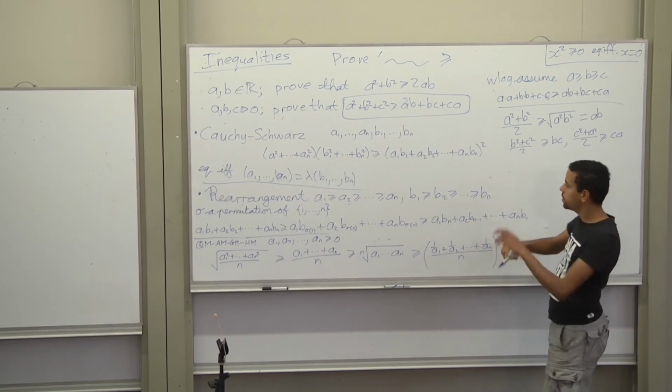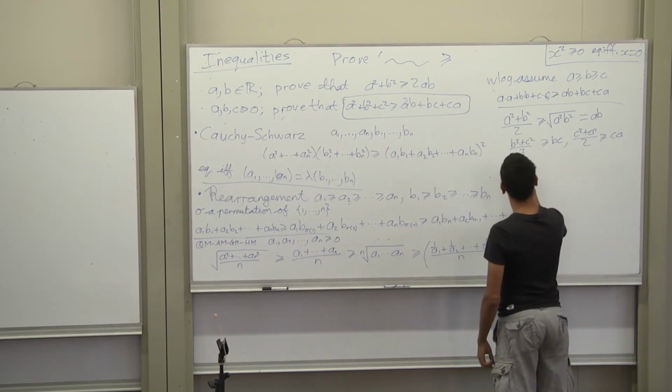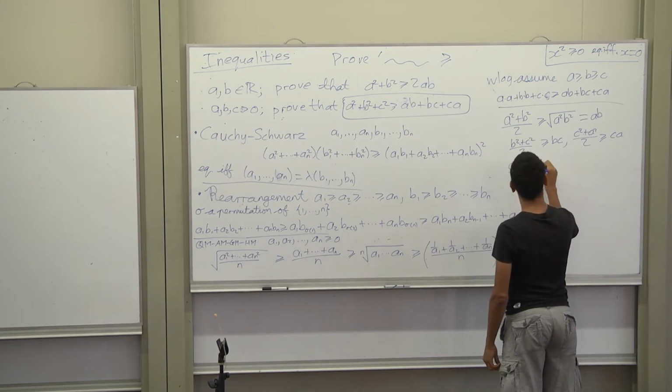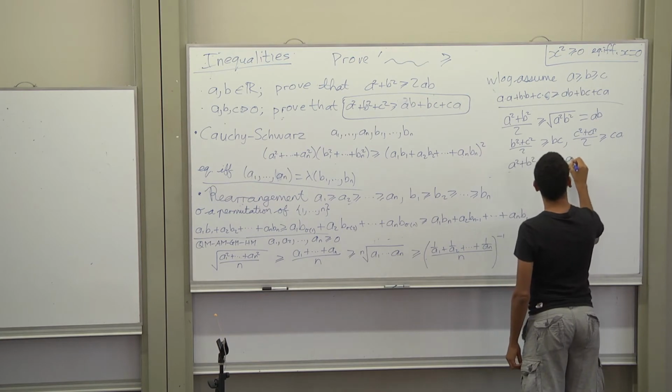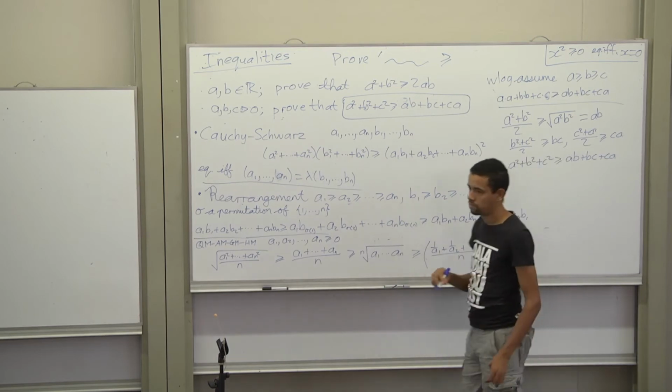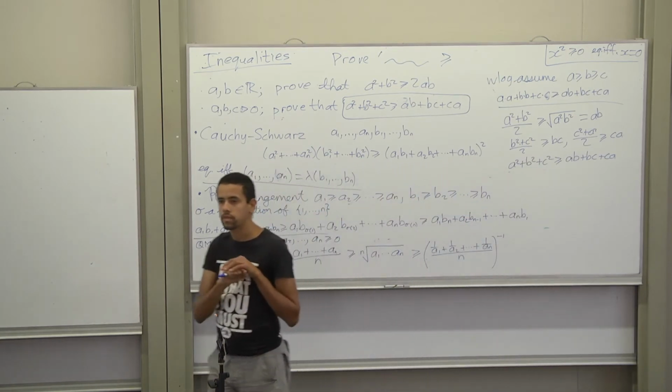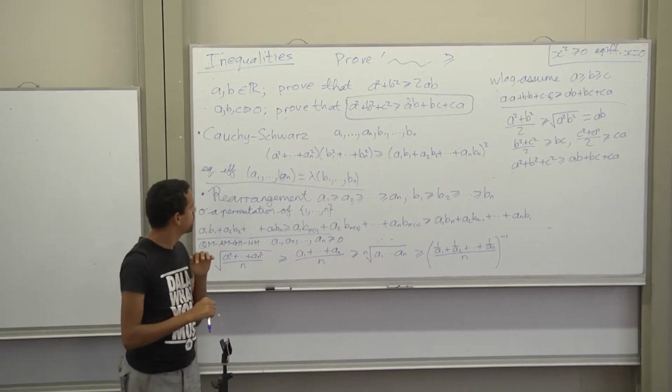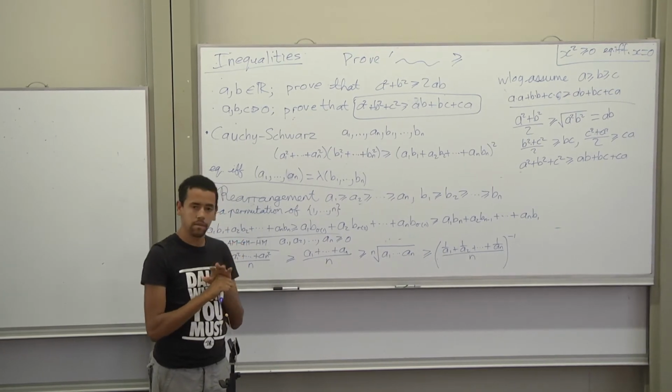And then if I add them, I get a squared, b squared, c squared, ab, bc, ca. Okay, so that is the AM-GM.